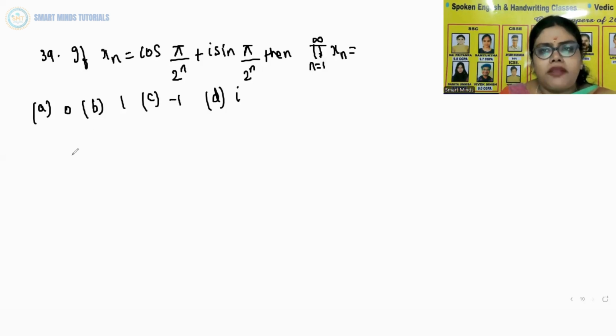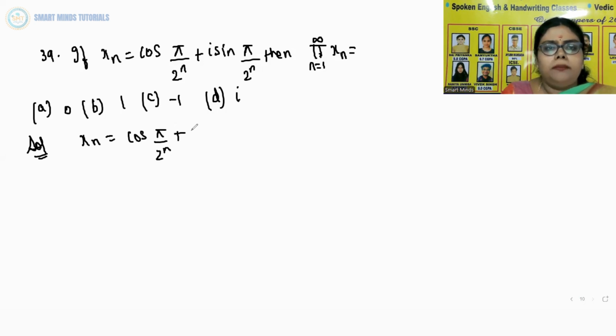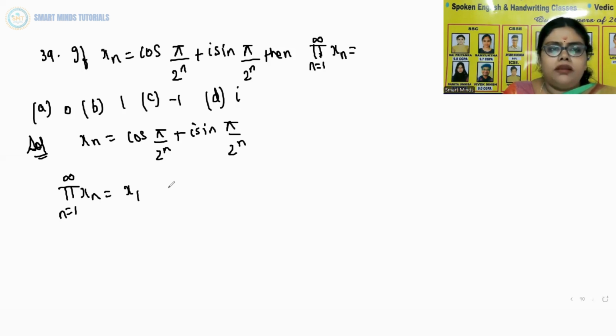Take the next question. If xn is equal to cos(π/2^n) + i sin(π/2^n), then product n equals 1 to infinity of xn is equal to. So let's see how to do this. What is given to us? xn is equal to cos(π/2^n) + i sin(π/2^n). So the product from n equals 1 to infinity of xn means we want x1 into x2 into x3 and so on.